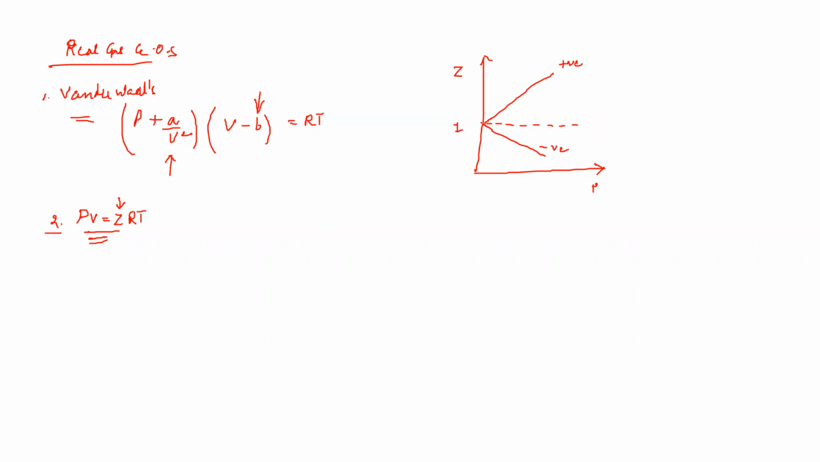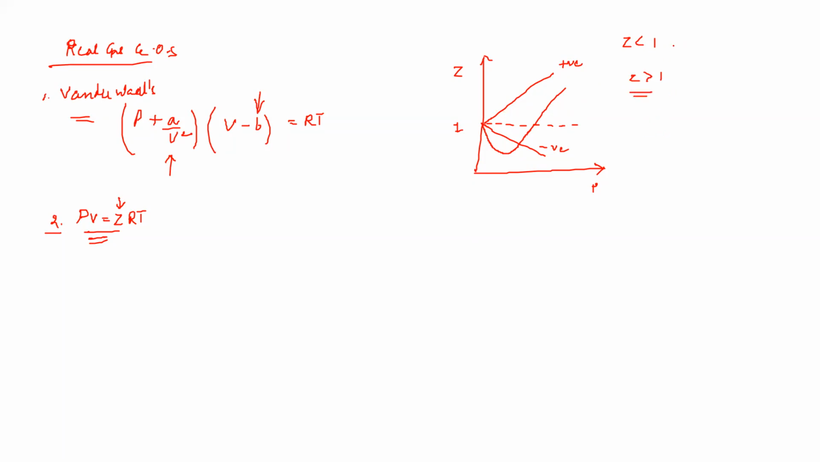And in certain cases, it is lesser than 1 for a certain pressure range, and then it goes greater than 1 after a certain pressure. At lower pressures, it is lesser than 1. At higher pressure, it is greater than 1. Similarly, for certain temperatures as well, Z is less than 1 for certain temperatures and Z is greater than 1 for certain other, higher temperatures.